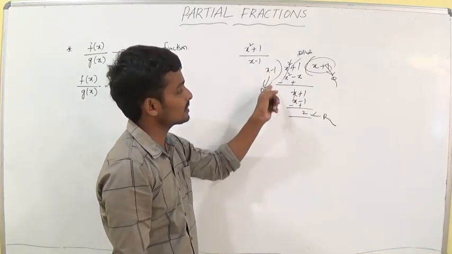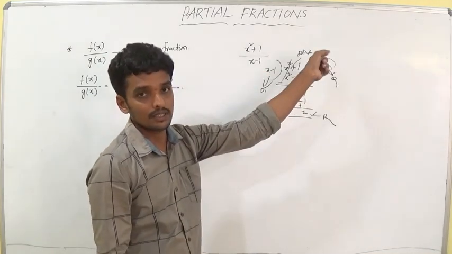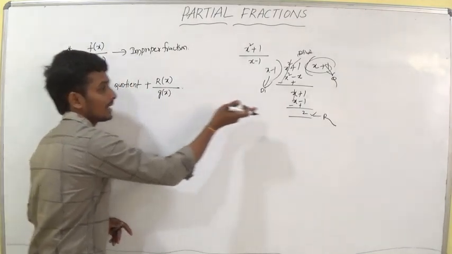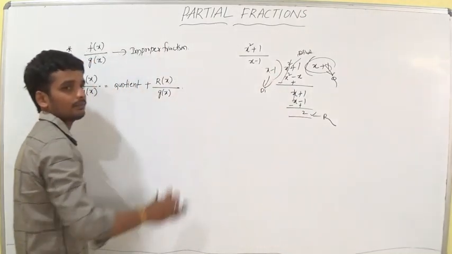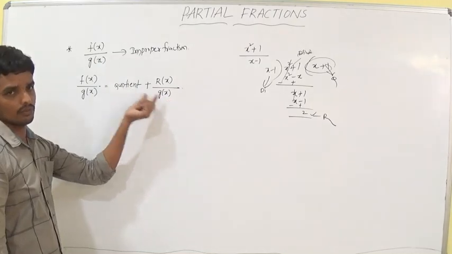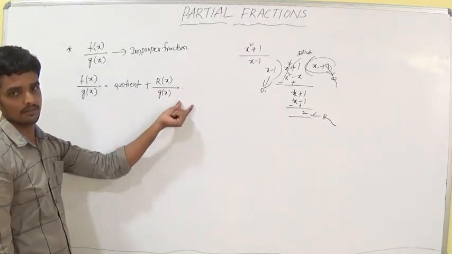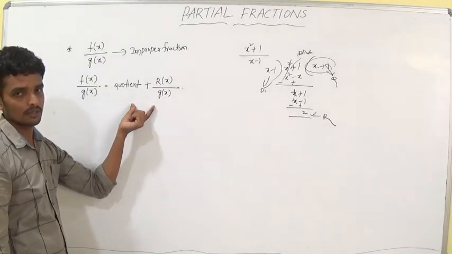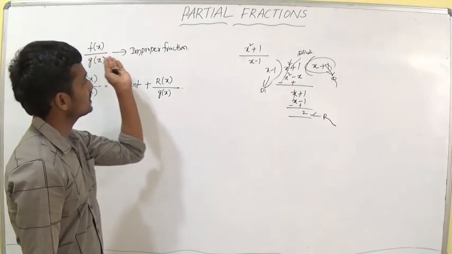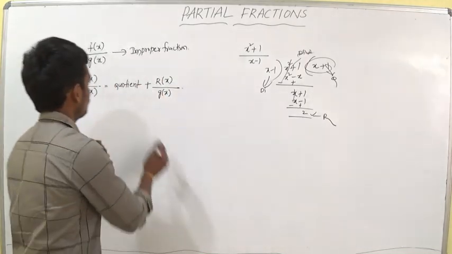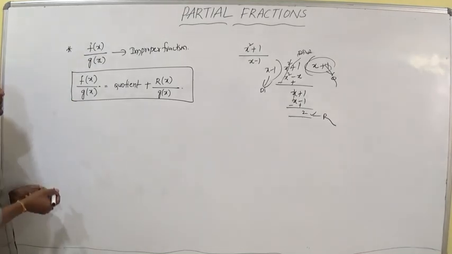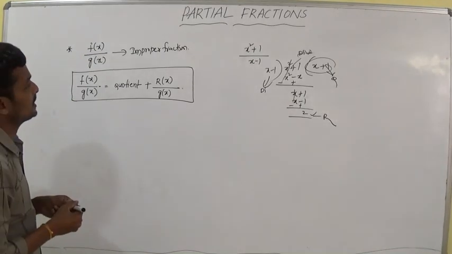Remainder divided by g of x, that part gets added. The same thing I am writing: the quotient plus remainder by the divisor. If you add 1, the quotient plus 1. If the quotient is 5, 5 plus 1 is 6. Like that. Did you understand? I think you understand very well. So f of x by g of x is an improper fraction. This is the most important point. We have many problems from this formula. F of x by g of x is an improper fraction.